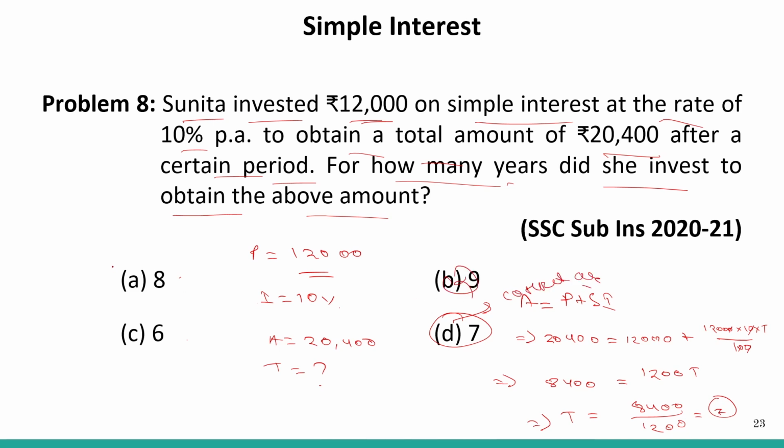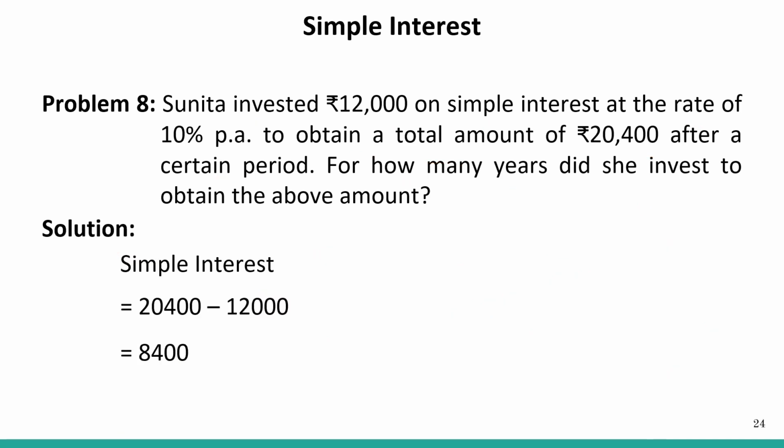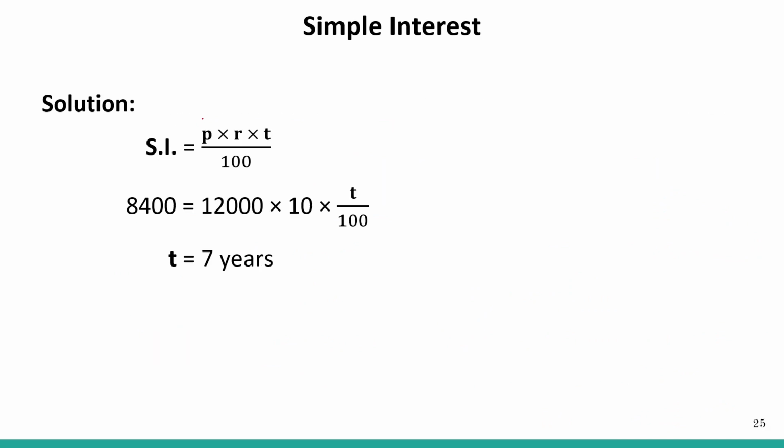So A, B, and C are all wrong answers. This question has appeared in the SSC Sub Inspector 2021-2022 paper. Let's see the step-by-step solution. Simple interest is equal to this much. Using the formula PRT by 100, because R is given in percentage here, 12,000 into 10 into T by 100, T is equal to 7 years. So this will be the correct answer.